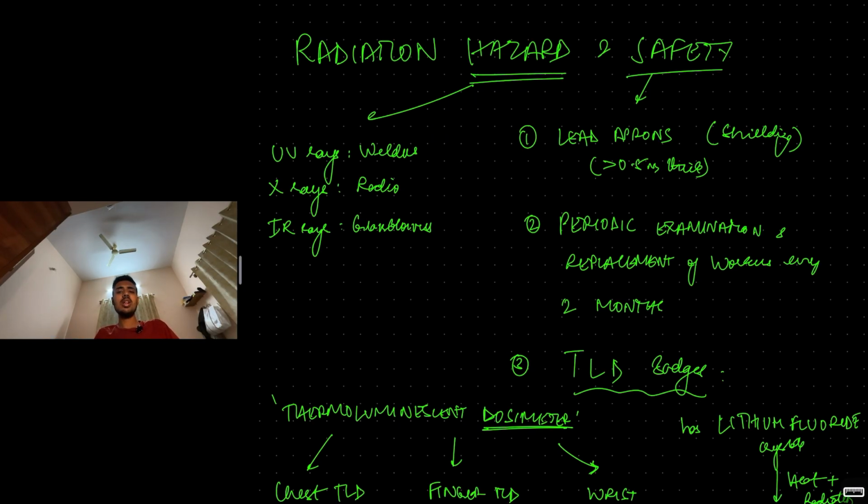Radiation hazard and safety. First of all, you have UV rays. First let's look at the hazard. UV ray exposure is seen in welders, X-rays in radiologists, infrared rays in glass blowers. Okay, these are certain radiation hazards.